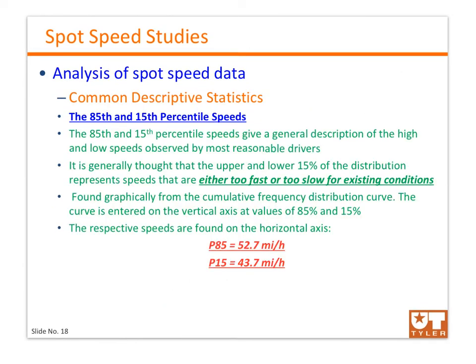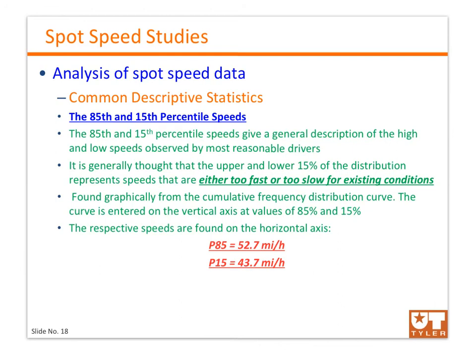The last two common descriptive statistics that we are interested in for any spot speed study are the 85th and the 15th percentile speeds. Those two percentile speeds typically give a general description of the high and low speeds observed by most reasonable drivers. We're not talking about crazy drivers who are going to drive 100 miles per hour on a 75 miles per hour limit, or 10 miles per hour if it's a 50 miles per hour speed limit. It's the 85th to 15th percentile. Generally the upper and lower 15% of the distribution represent speeds that are either too fast or too slow for existing conditions.